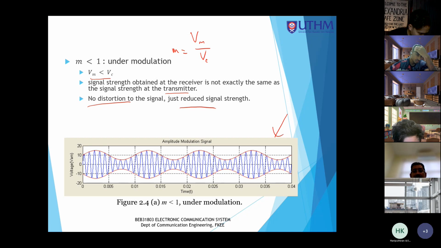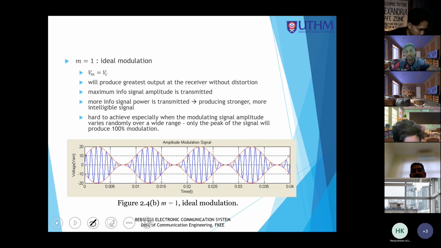So ini adalah kes-kes biasa. Biasa yang kita in practical system biasanya kita akan lihat banyak under modulation, yang mana nilai VM okay, adalah lebih kecil daripada VC. So this is a common scenario. Another one is the ideal modulation. Ideal modulation means that modulation index equal to 1 ataupun 100%.